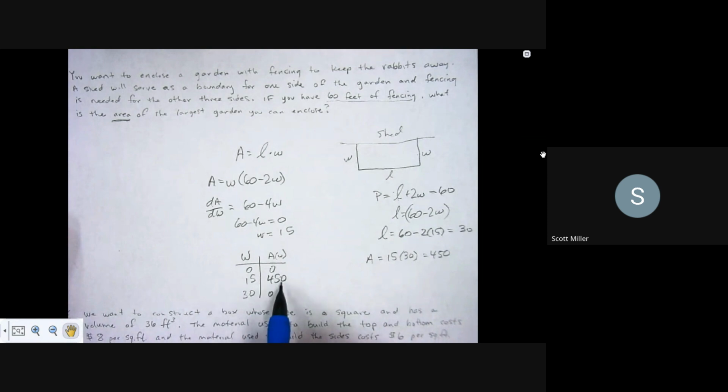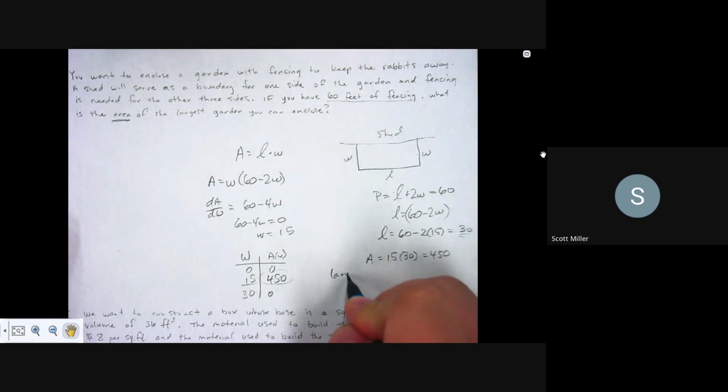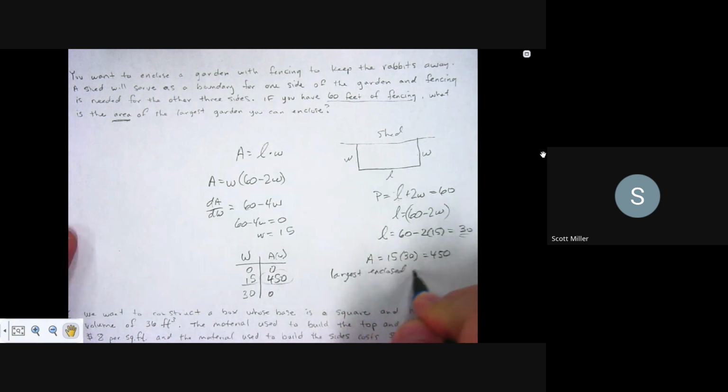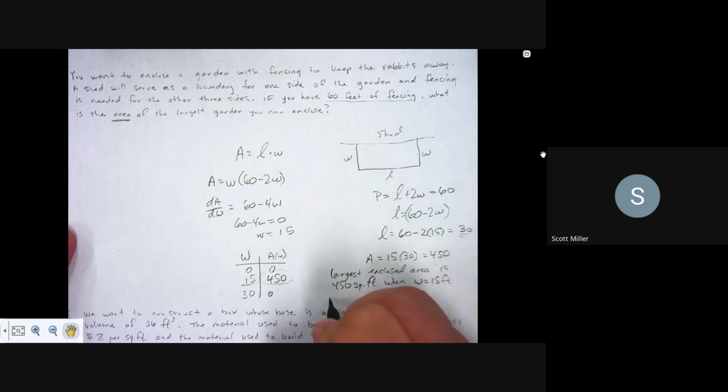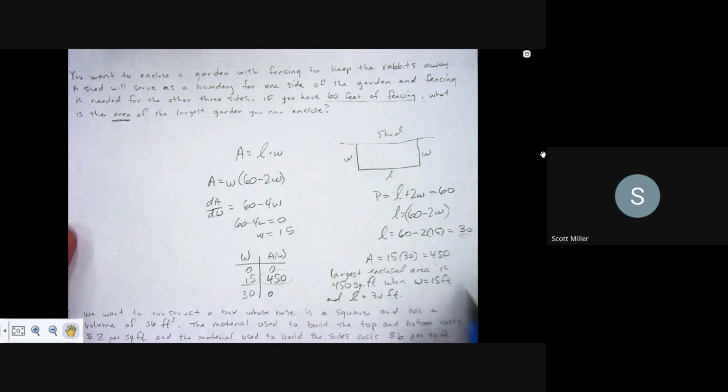I conclude that I can get the largest area of 450 square feet when W is 15 and L is 30. So the largest enclosed area is 450 square feet when W equals 15 feet and L equals 30 feet. So that's my answer in context.